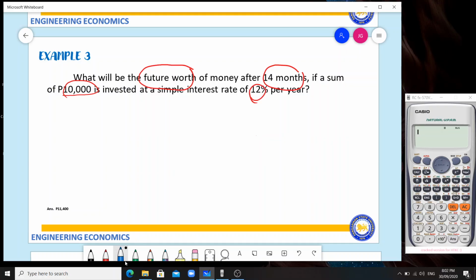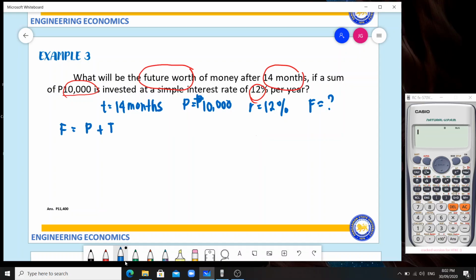So, let's write it down. Ang time natin ay 14 months. Ang principal ay 10,000 pesos. Ang rate natin ay 12%. At anong hinahanap? Future worth. Okay? So, let's solve. Siyempre, di ba, ang future worth ay equivalent sa principal plus the interest.